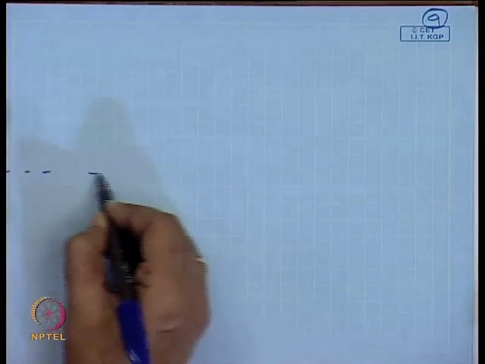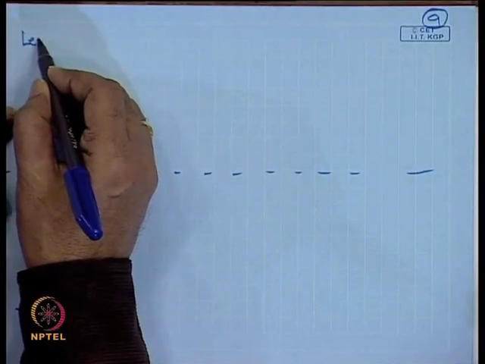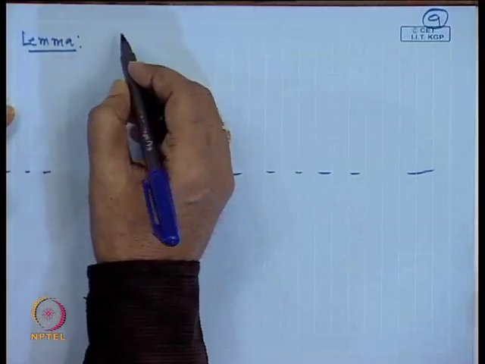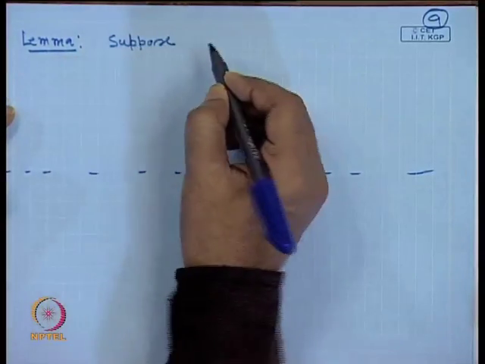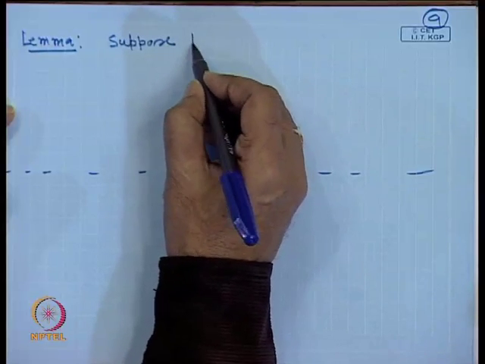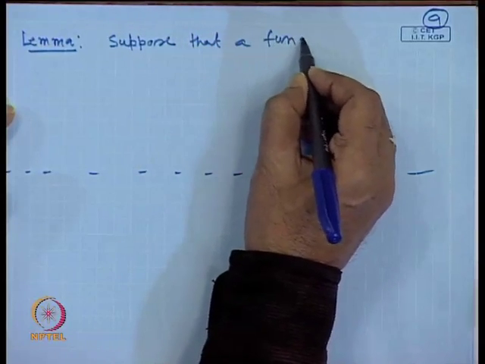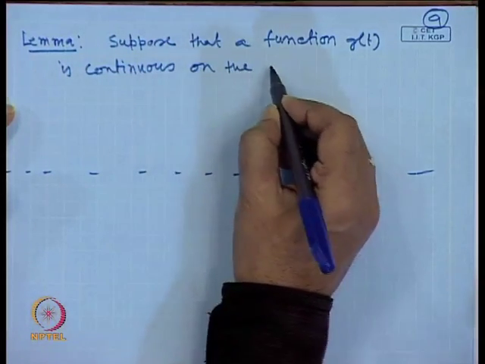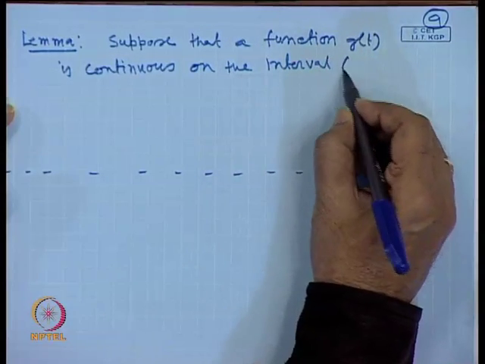Before we go to the second step, we have one lemma that we have to use for the solution of these problems. The proof of the lemma I will skip; if time permits I will do it at the end of this lecture. Suppose, lemma, this is the important lemma when we establish the necessary and sufficient condition for a functional. Suppose that a function g of t is continuous on the interval t 0 to t f.